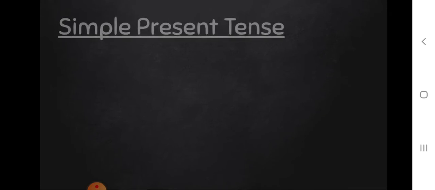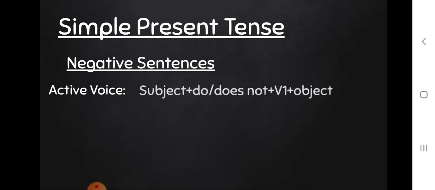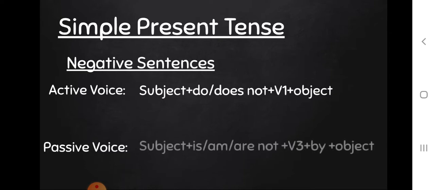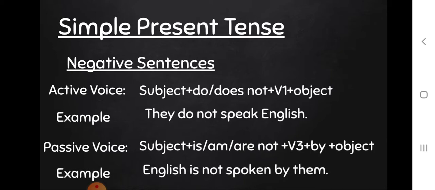Now let's see simple present tense in negative sentences. Active voice will be subject plus do, does plus not plus the first form of the verb followed by object. The passive will be subject plus is, am, are plus not plus the third form of the verb followed by by plus object. Let's take an example. They do not speak English. The passive will be English is not spoken by them.